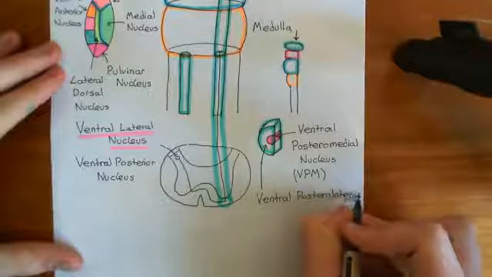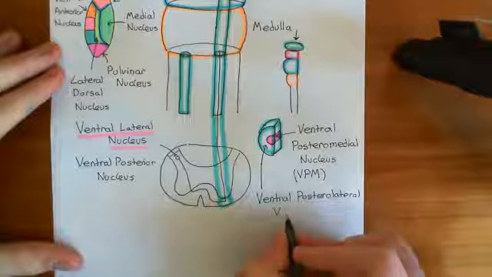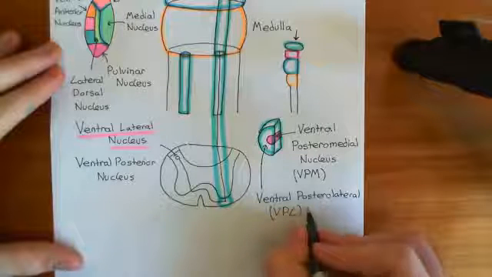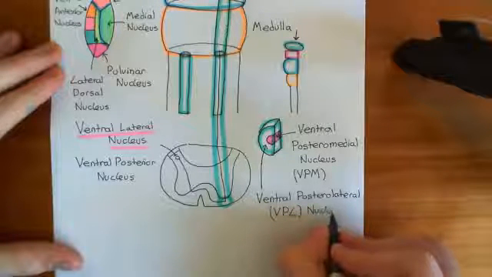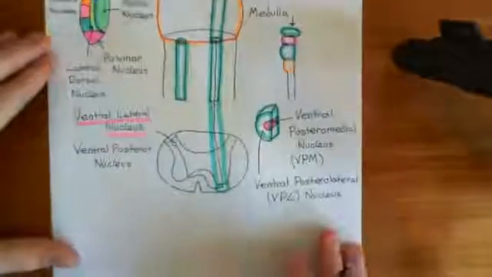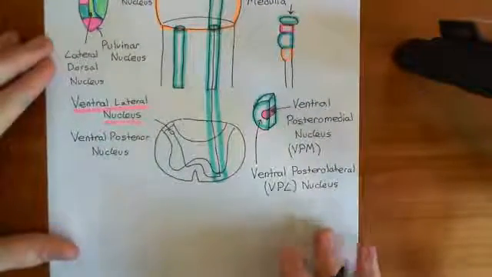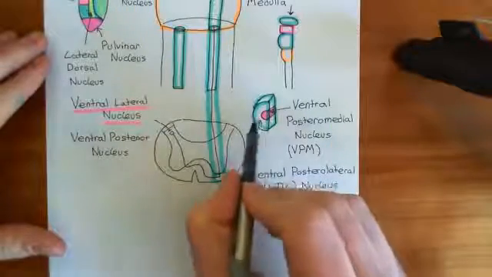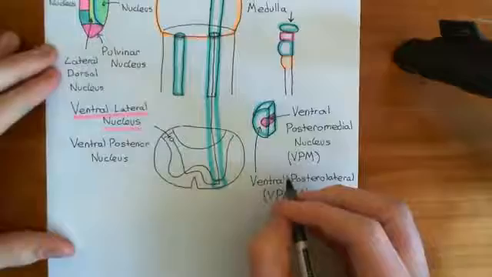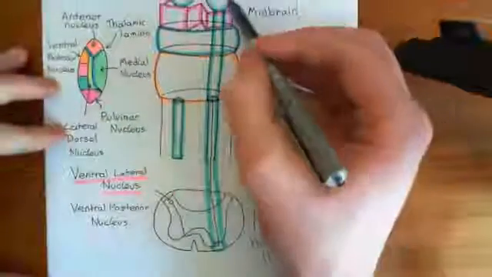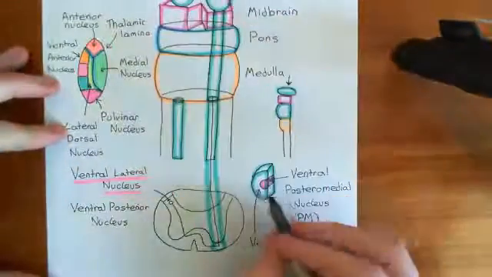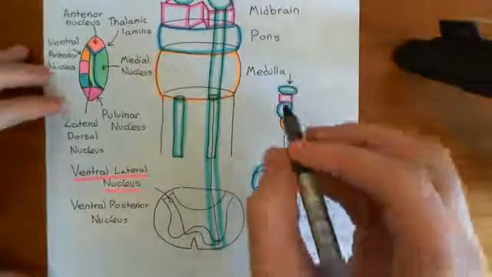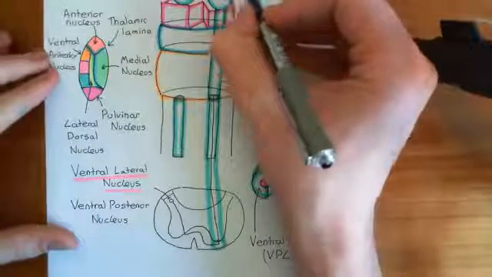Posterolateral nucleus. The ventral posterolateral nucleus is often abbreviated to VPL for short, the VPL nucleus. Now, clearly you can see that the ventral posterolateral nucleus is far bigger than the ventral posteromedial nucleus, and this is the main one which the spinothalamic tract is synapsing on. Both of the thalami, both the left thalamus and the right thalamus, have ventral posterolateral nuclei, and they both face out onto the lateral portion.